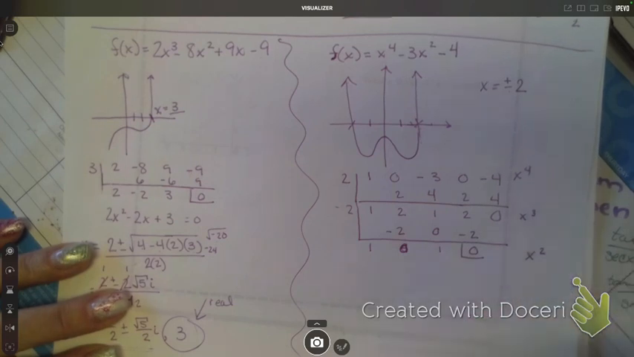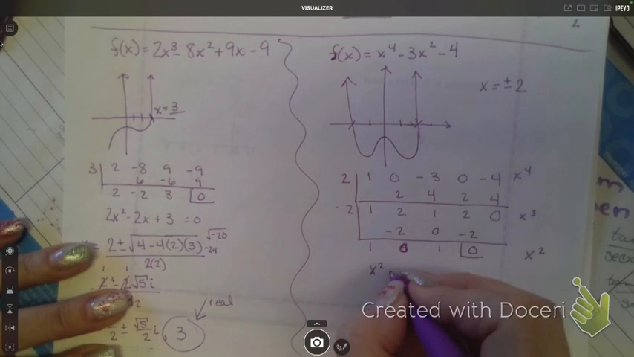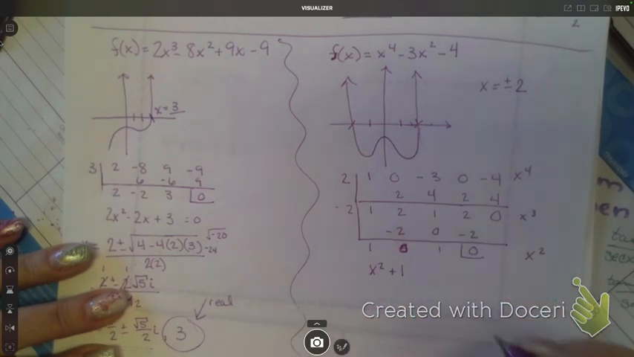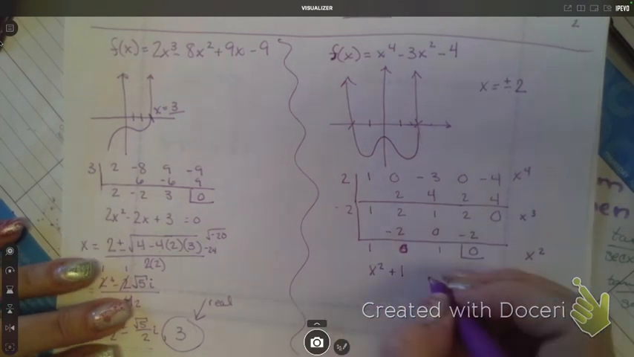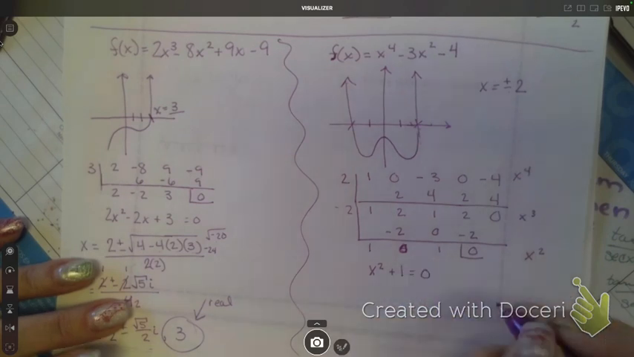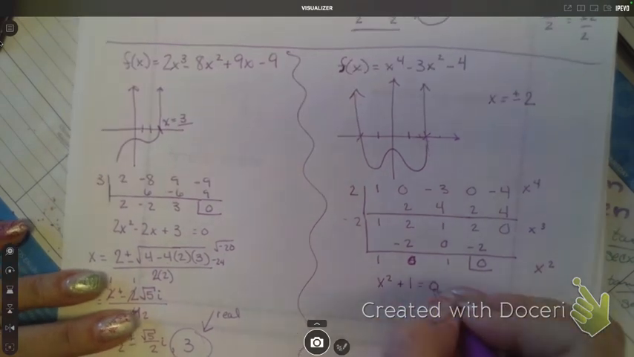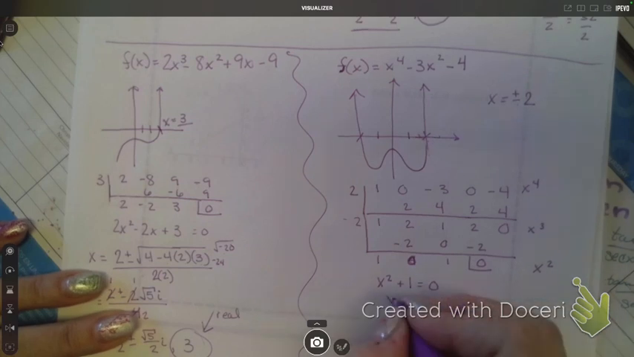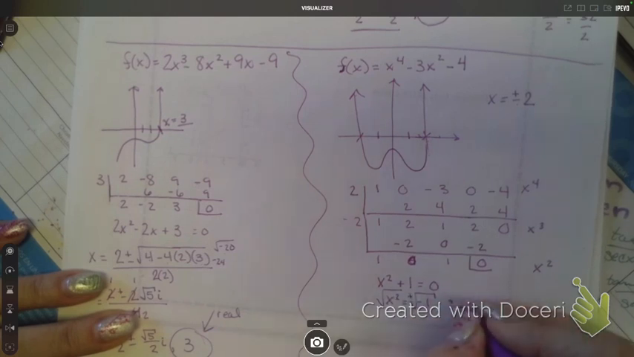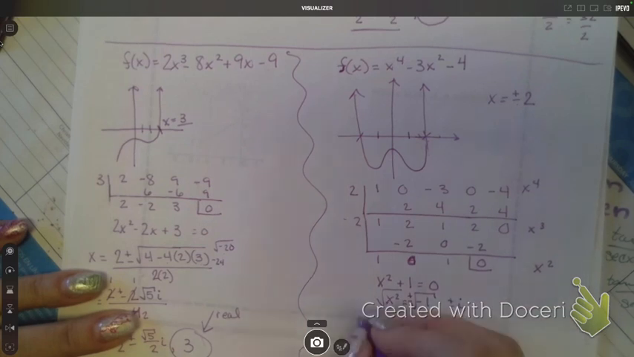So I have x squared plus 1. I'd set this equal to 0. Don't even have to factor it, do I? Subtract 1. So x squared equals negative 1. And then you square root. What's the square root of negative 1? Plus or minus i. So I have x equals positive and negative 2 and plus or minus i.